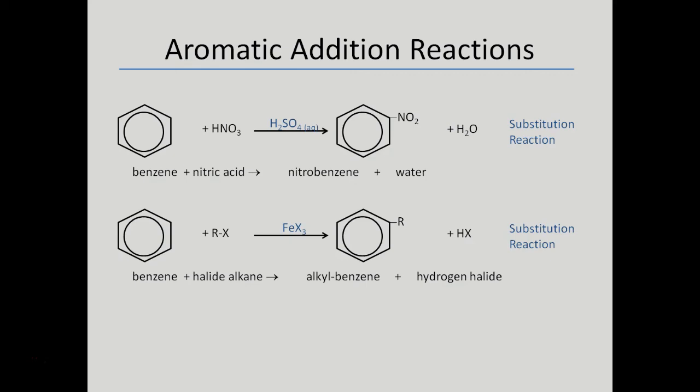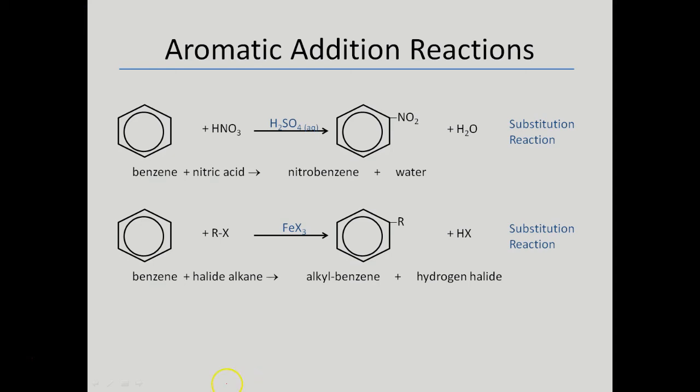Okay. And we can also add carbon chains to my benzene ring, where I have a halide alkane, and we'll go into this in more detail, and I have that react with my benzene, and again I need the same catalyst as before. So if I had a carbon chain with chlorine on it, and I want to add the carbon chain to my benzene ring, then my catalyst would be iron 3 chloride.